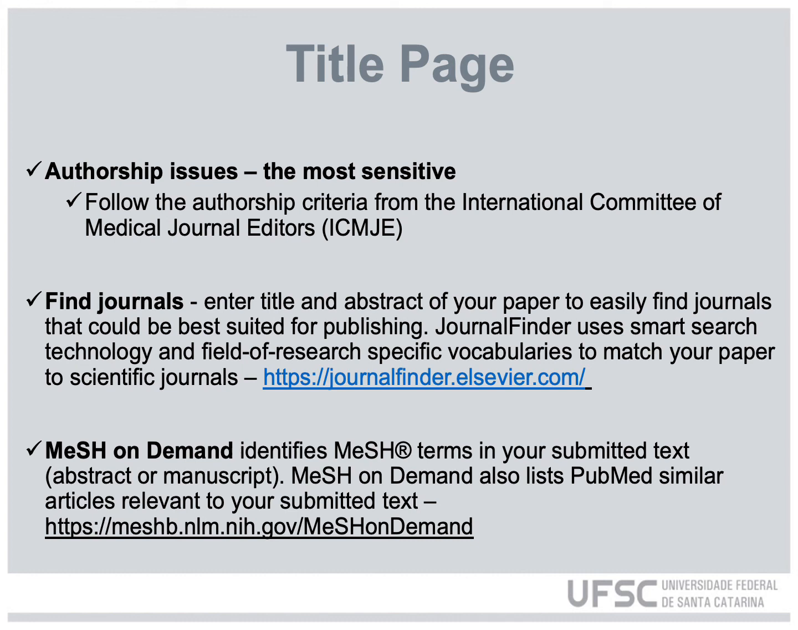Two tips for you. First, how to find journals where you can publish your study. Use this journal finder. It's really useful. And Mesh on Demand identifies keywords for your study. And also, when identifying these keywords, Mesh on Demand will also list PubMed similar articles relevant to your submitted text. Therefore, you can use these as examples to think carefully on your title.